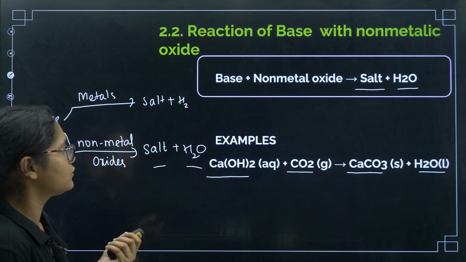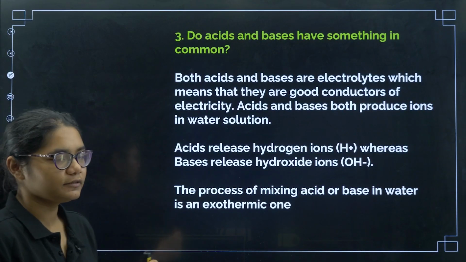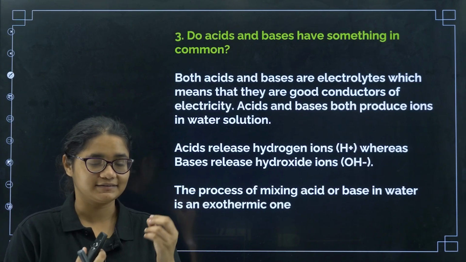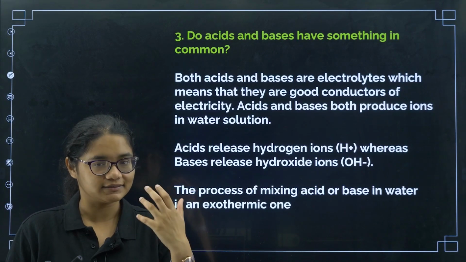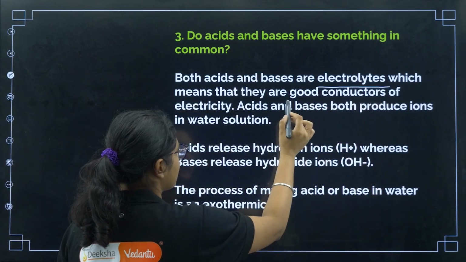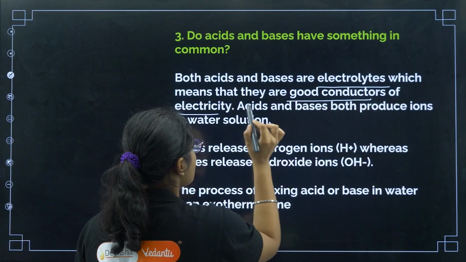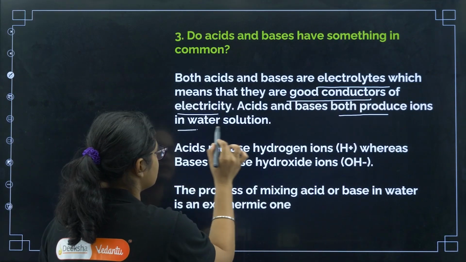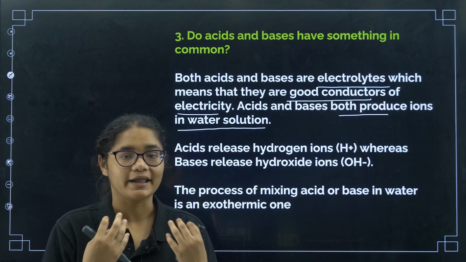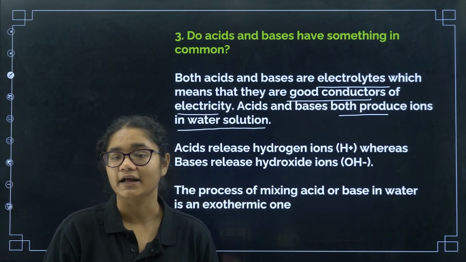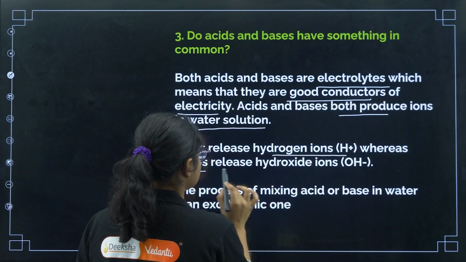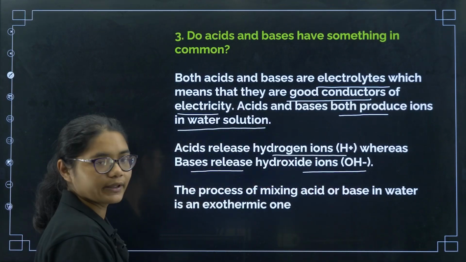So next, we have seen the difference between their reactions and properties, right? Then do acids and bases have anything in common? Yes, there is something common between them. They both are electrolytes, which means that they are good conductors of electricity. Acids and bases both produce ions in water solution. So when you put acid or base in water, ions are produced due to which they can conduct electricity. Acids release H plus ions, whereas bases release OH minus ions.